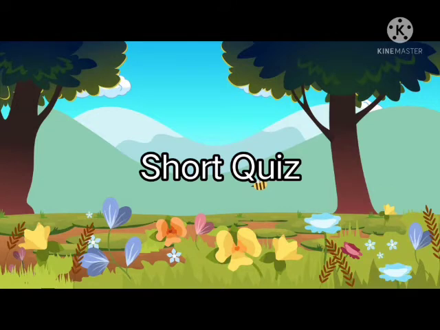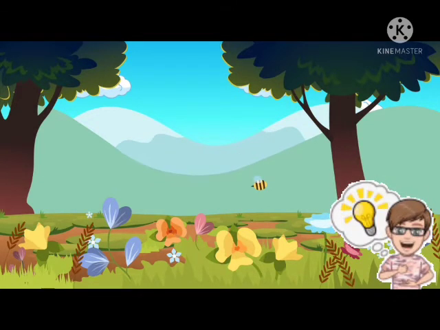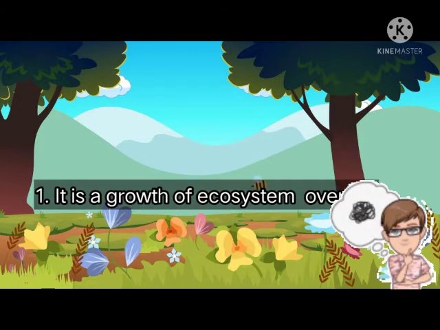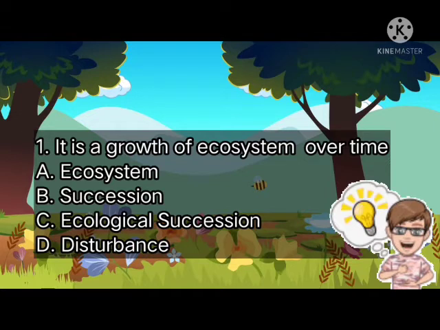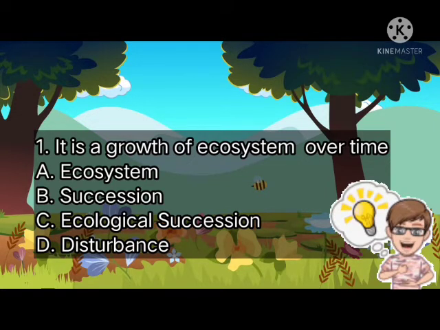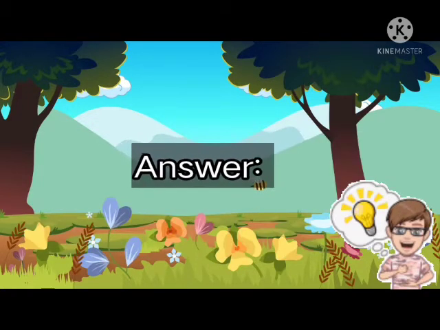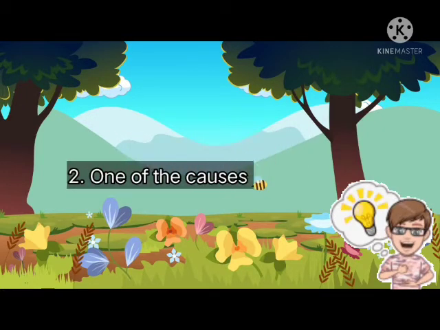And now we're going to have a short quiz about ecological succession. Number 1, it is the growth of an ecosystem over time. A. Ecosystem. B. Succession. C. Ecological succession. D. Disturbance. And the correct answer is letter C, ecological succession. You got it right.